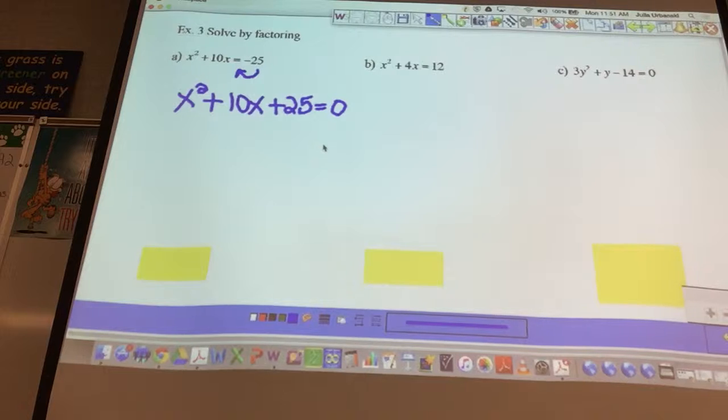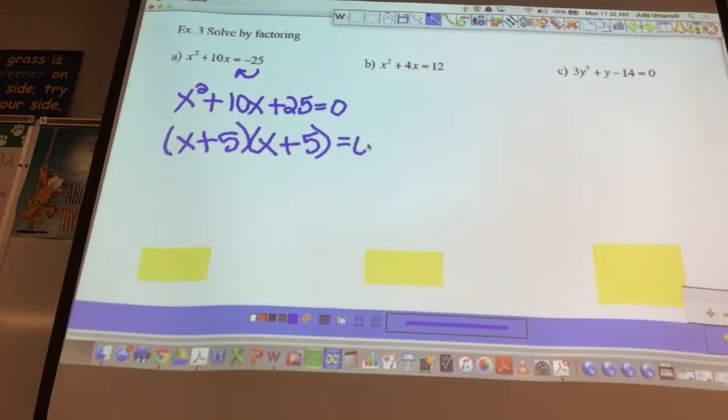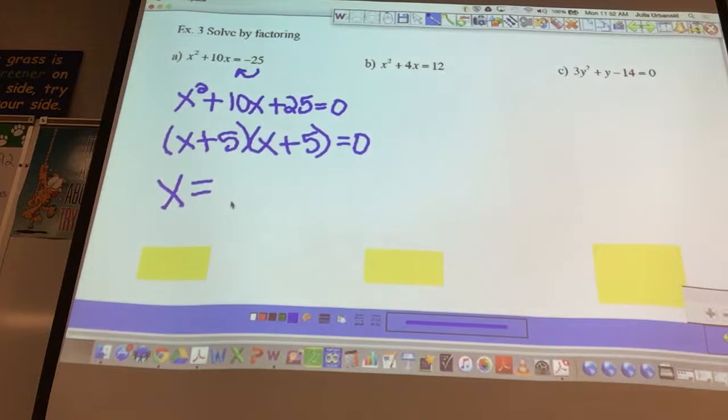How do you do it? Well, now we do the next step. Positive 5, x plus 5, and x plus 5. That makes 10 when you add and 25 when you multiply. So our answer is what? Negative 5. Opposite sign. You can write it twice, but you don't have to.